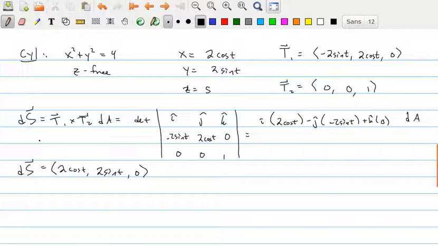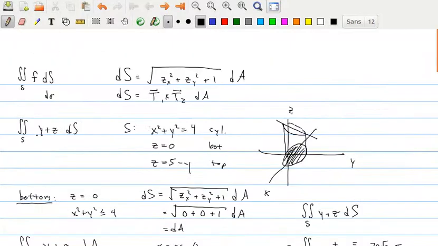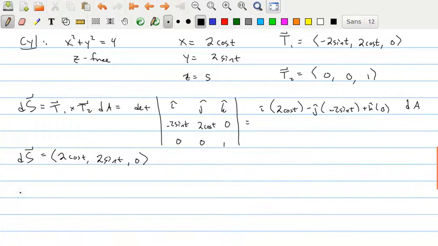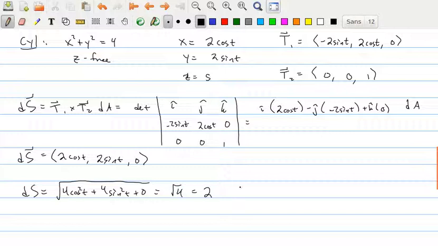Now the ds that we have in the scalar line integral, this ds is not a vector, so we actually have the magnitude of t1 cross t2 for our ds. So the magnitude of this ds is, well, we take each component, square them, and add them up. This gives us 4 cosine squared t plus 4 sine squared t plus 0. The 4's will come out, and cosine squared plus sine squared is 1, so we get the square root of 4, which is 2. So this gives us 2 dA.